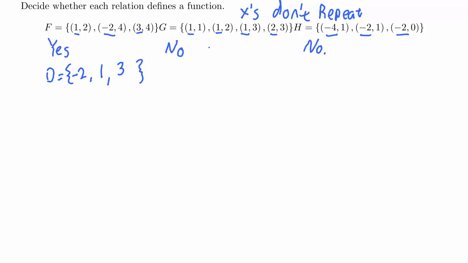If any of these repeated like they do over here on g, you only need to write them once. In other words, there's no reason to write 1, 1, 1, 2. Instead, I'm just going to write 1, 2. Let's look at h. The domain for h, all the x values, -4, -2, -2. Now notice the -2 repeats itself, so you should only write it once. So your domain here is -4, -2.